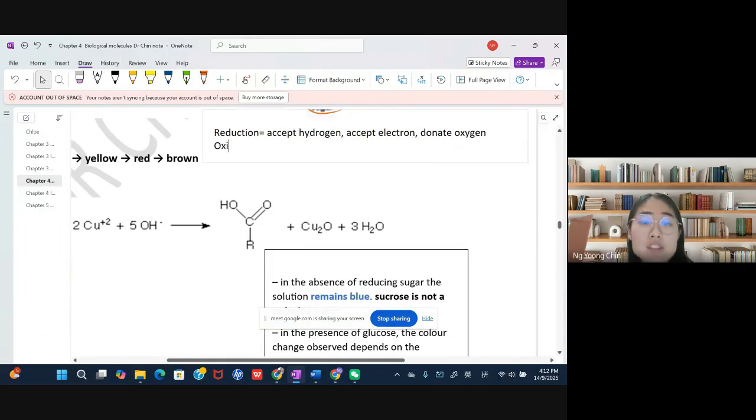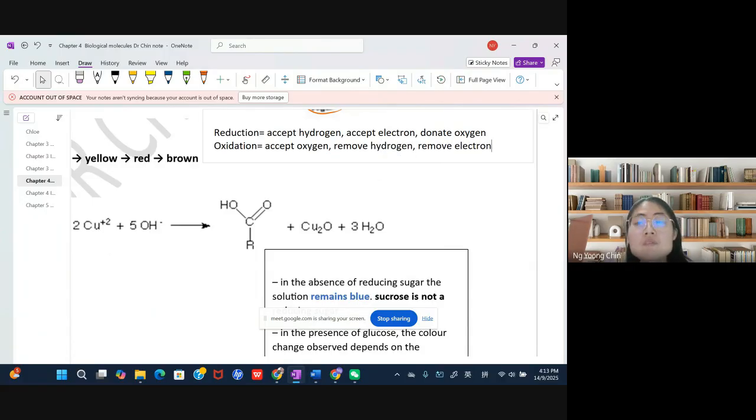So what's meant by oxidation? Oxidation means that these atoms themselves will accept the oxygens. When they accept the oxygen, they will remove the hydrogens, or they remove the electron away. So you can see reduction and oxidation.